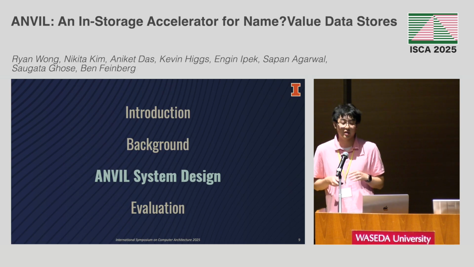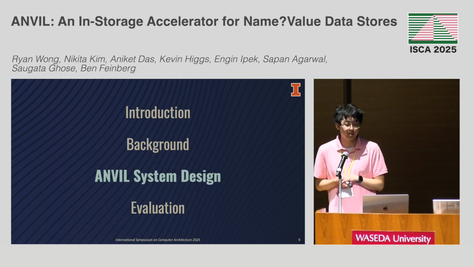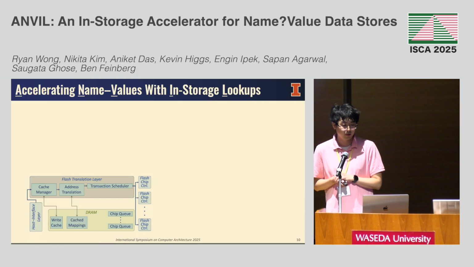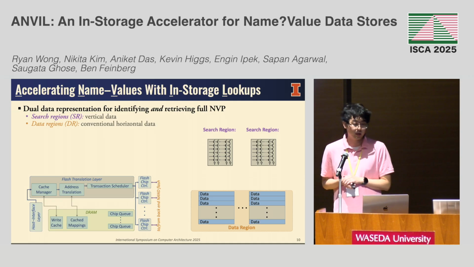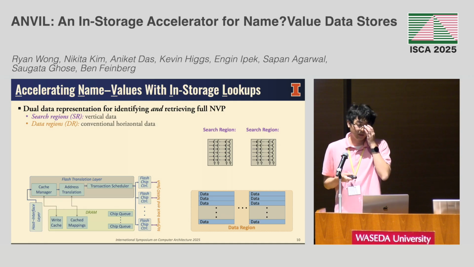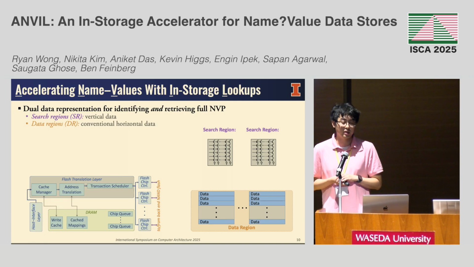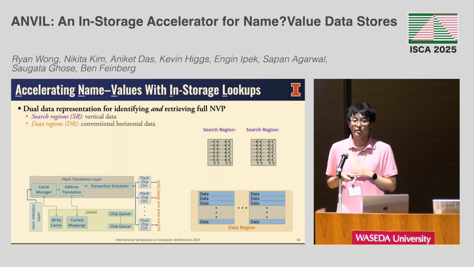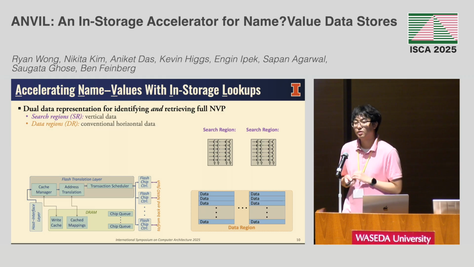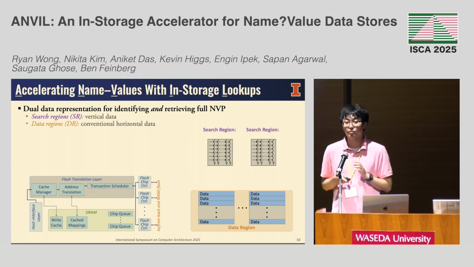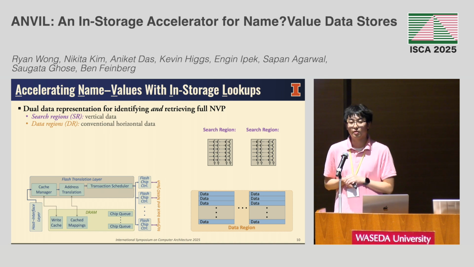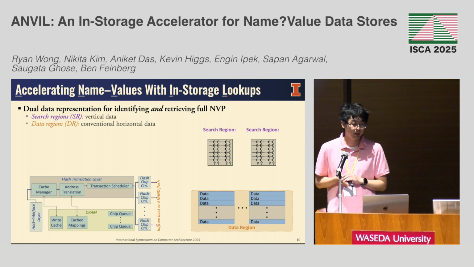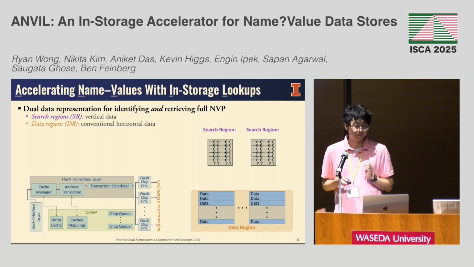Now that I've set this up, let's take a look at how we design ANVIL. ANVIL uses a dual data representation that enables identifying and retrieving the full NVP. It divides the backend NAND flash into search regions, in which the data is stored in the vertical format, and data regions that store the data in the conventional horizontal format.